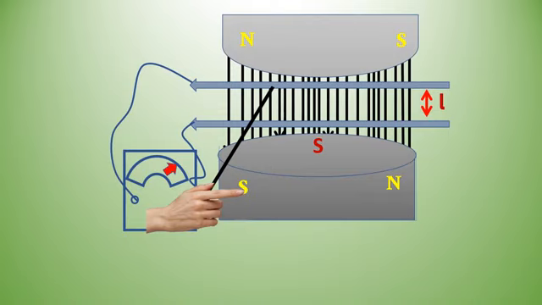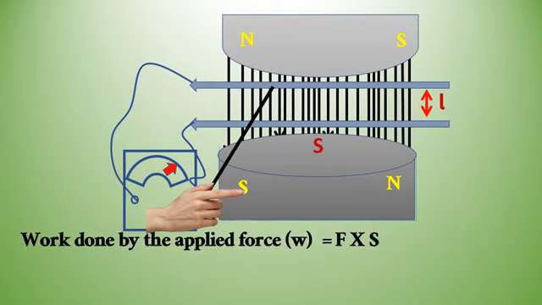A current will be set up in the circuit only when there is an EMF in the circuit. Let this EMF be epsilon. The principle of conservation of energy tells us that the electric energy must come from the work that we have done in moving the crosswire. If we ignore friction everywhere in the arrangement, the work done by the applied force W is equal to F into S.